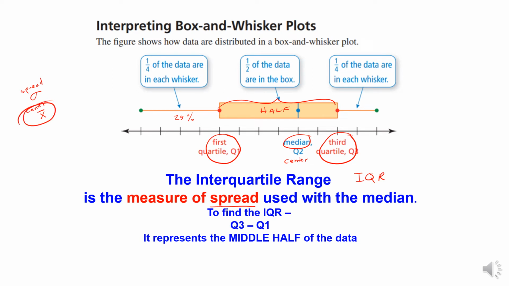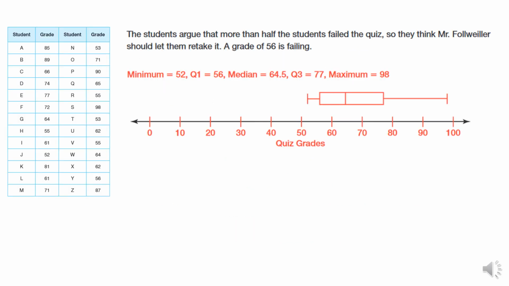We have the mean and the median, and we have two measures of spread, the IQR and the standard deviation. You only use them with the one that they're assigned to, okay? So that's real important. All right, so let's go back to the algebra test.